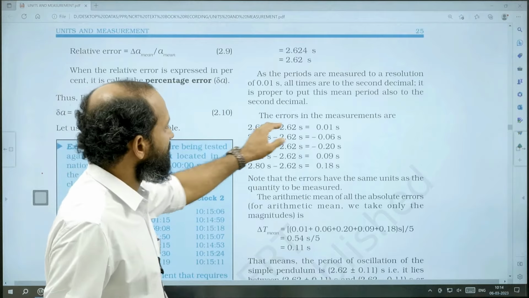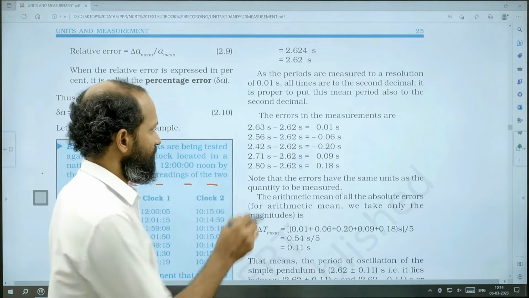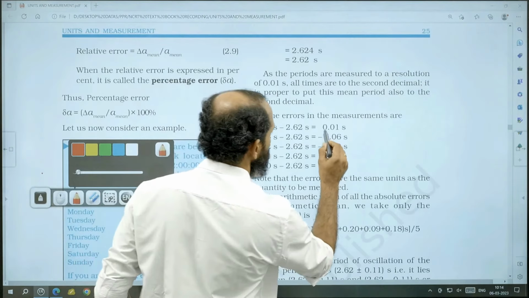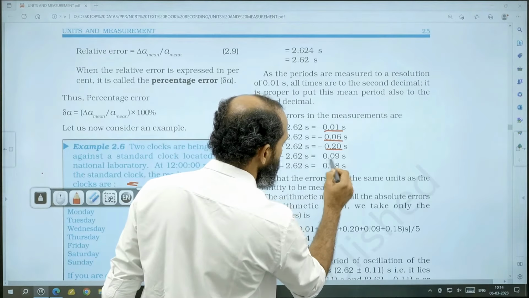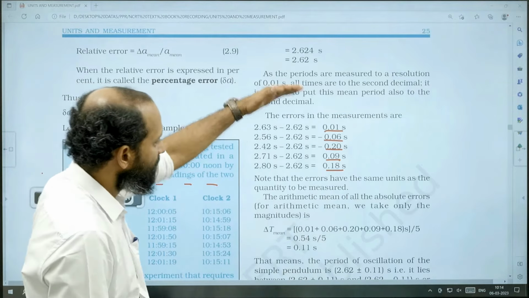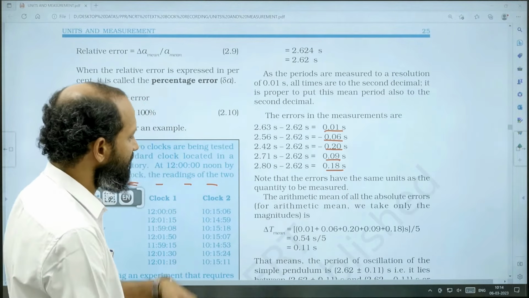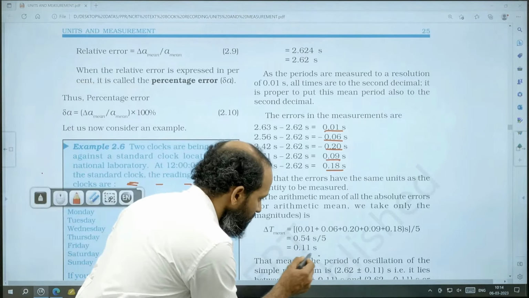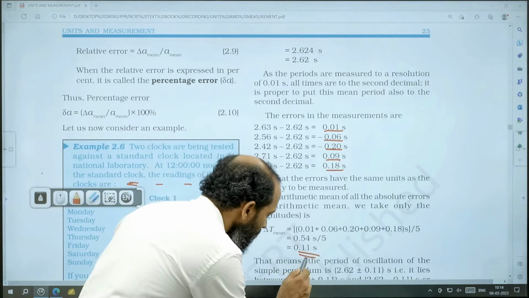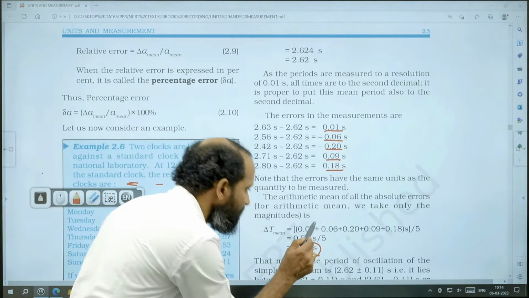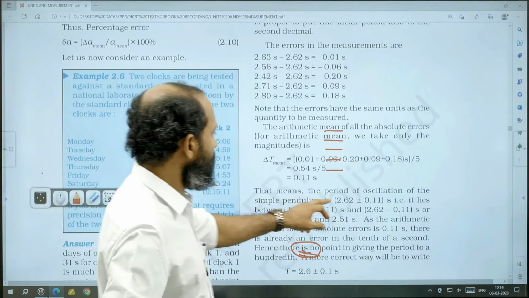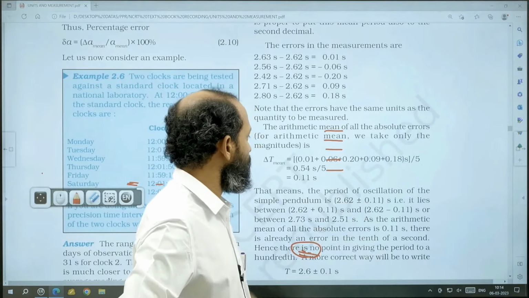Then the error. What are the deviations? One deviation is positive, another positive, then negative, negative, positive, positive. So positive and negative deviations are there. Take the modulus of all of those and take the arithmetic mean. You get the mean value, that is 0.11 seconds. Still you have to maintain 2 decimal places there, which is already maintained. Then 2.62 plus or minus 0.11 can be written.